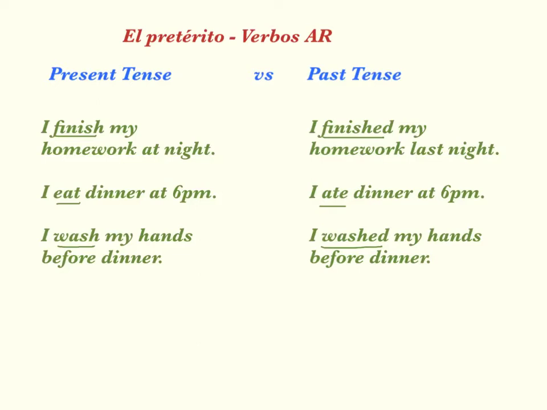So there are just some few examples of what we're talking about when we say the present tense and the past tense. Today, this video is going to focus on the past tense, things that were done and completed in the past.